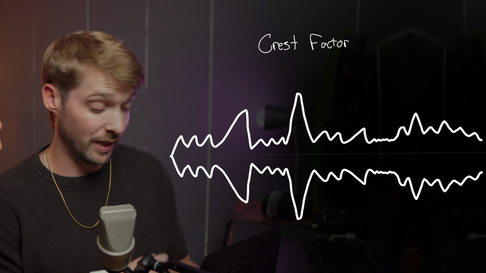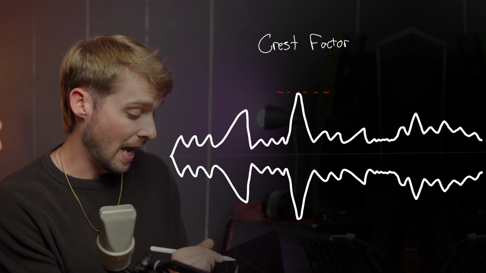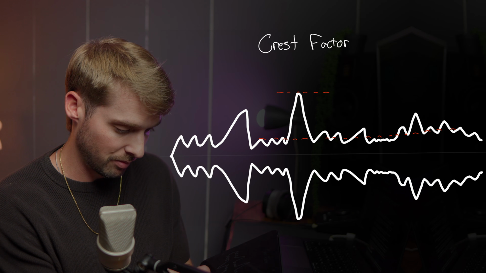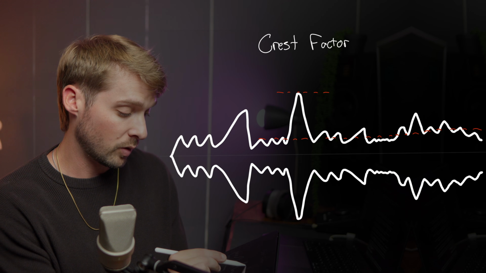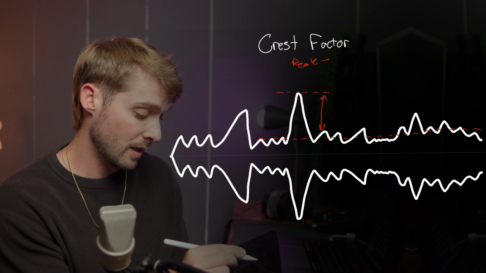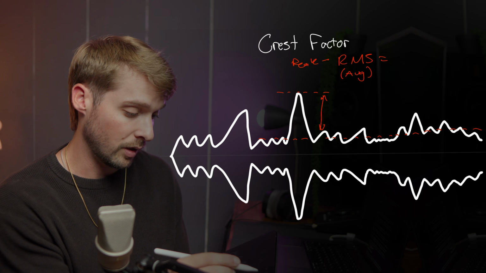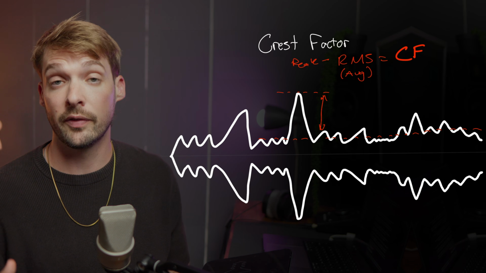The crest factor is the difference between the highest peak of any vocal and the average of the rest of the vocal, which I would guess probably sits somewhere around there, maybe a little bit higher. The difference between these two is the crest factor itself. Peak minus the average, which in this case is RMS, will equal our crest factor. This isn't a perfect way of measuring compression, but it does give us a pretty good idea.